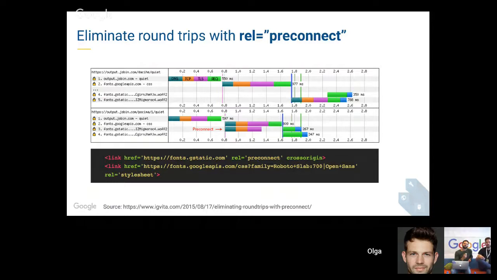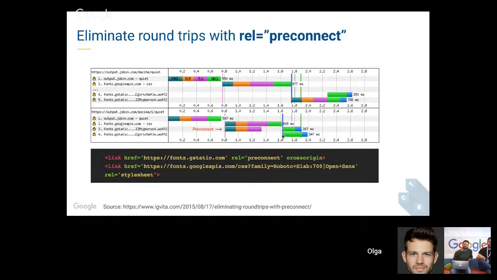As you can see in the first one, at roughly 1.8 seconds, that's when you start connecting to the gstatic.com domain. And in the second waterfall, we actually use preconnect. And what you see is that here we already connect to the socket while we are connecting to googleapis.com and getting the CSS. So we're saving a whole bunch of time here just by smartly preconnecting to the server that we will use next.